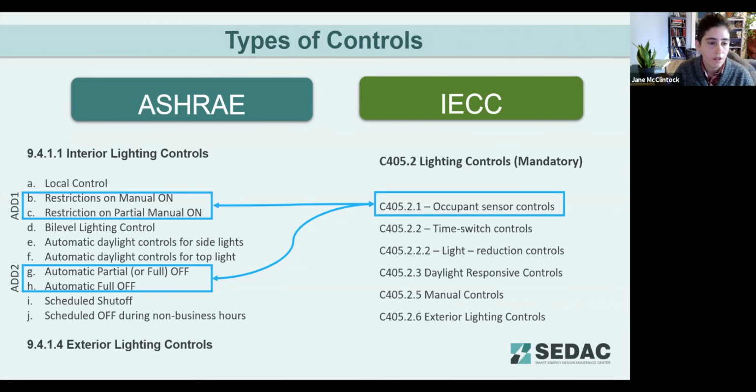And they correspond to these add ones and add twos in ASHRAE. So the occupant controls are required to turn lights off when people aren't there. This is required to be full off in most cases, but it does restrict the on. For the C, there is a restriction to a partial automatic on. I'm sorry, this is my typo. So we can automatically turn lights on to 50%, but we're not allowed to automatically turn lights on to 100%. That has to be done manually by the occupant.